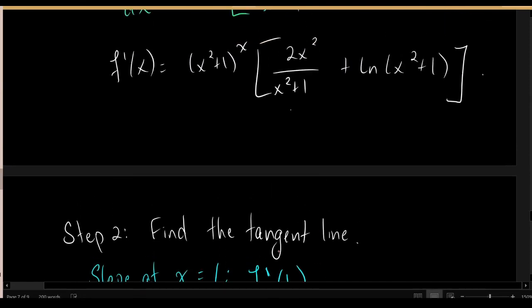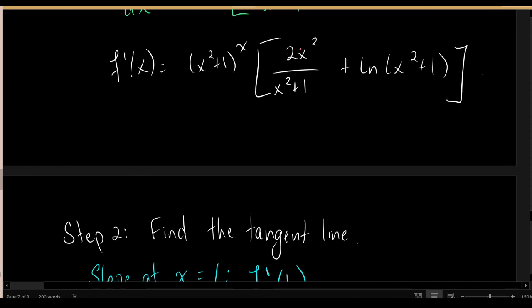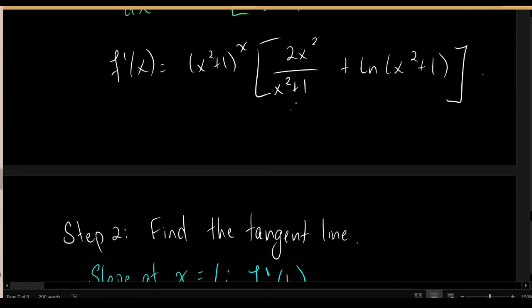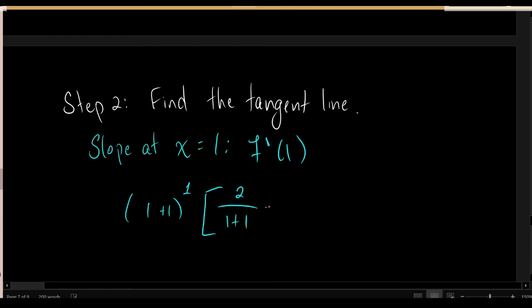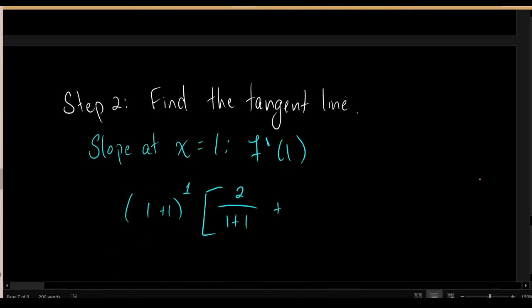What that means is we're going to have to go into this giant formula, and everywhere there was an x, now we need to put a 1 in. Okay, so x squared plus 1 becomes 1 squared plus 1. To the power x becomes to the power 1. Here we have 2x squared, so that's 2 times 1 squared, so that's 2. That was divided by 1 squared plus 1, 1 plus 1. And over here we have the natural log of 1 squared plus 1.